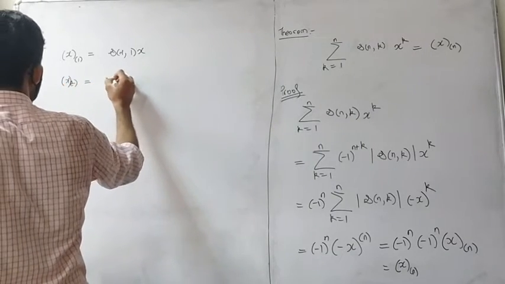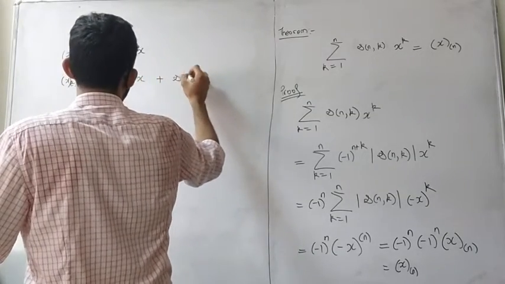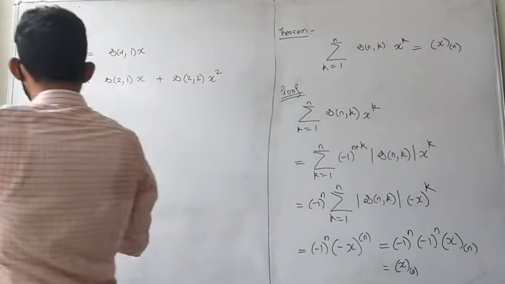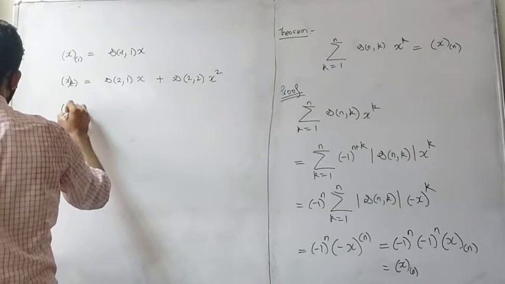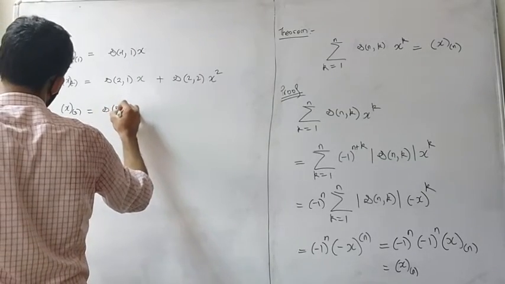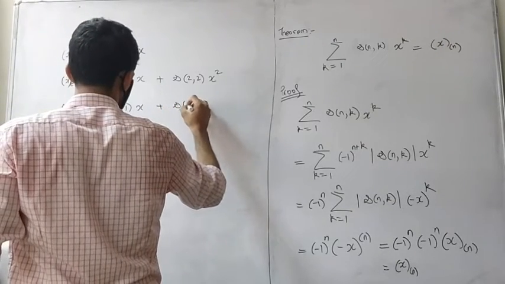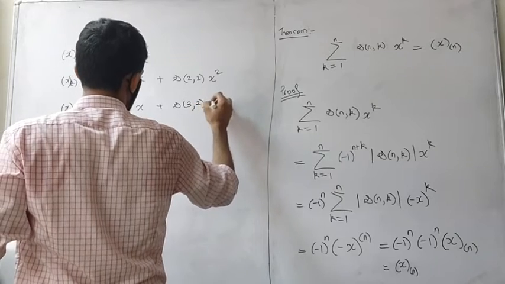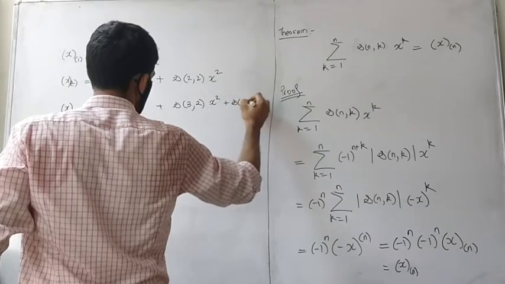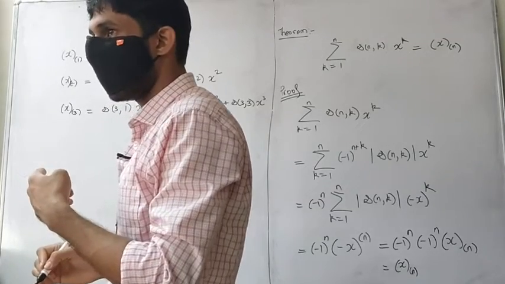This is s_{2,1} x plus s_{2,2} x squared. That's what it's telling us. When you put n equals 2, that's what you get. Put n equals 3, and we can go up to the nth term also. This is in fact a nice lower triangular matrix, right? That's going to be a nice lower triangular matrix.